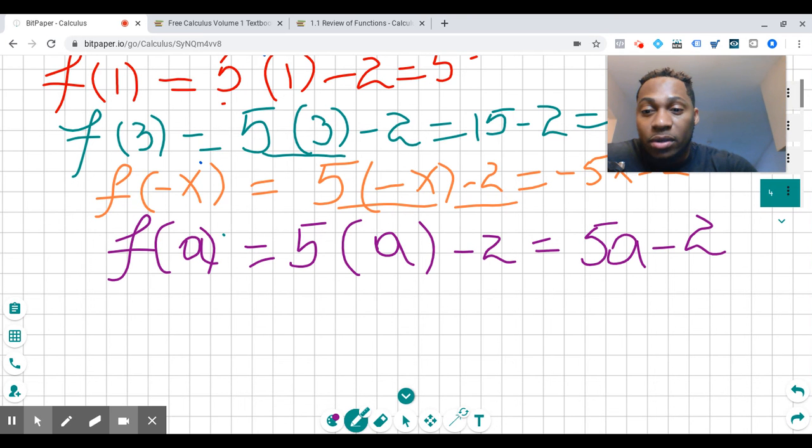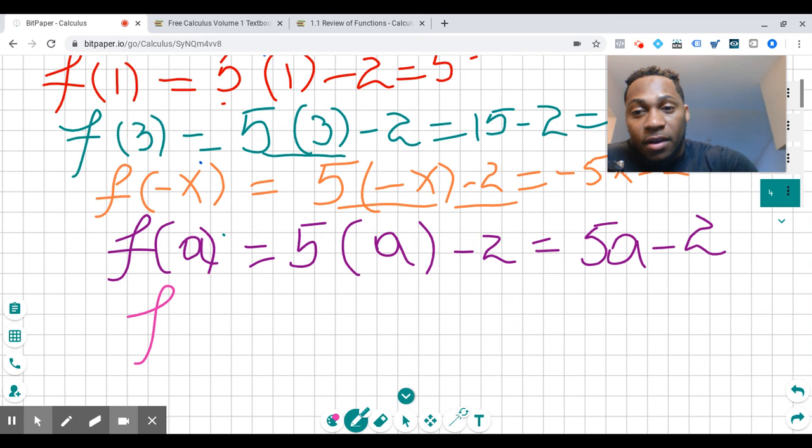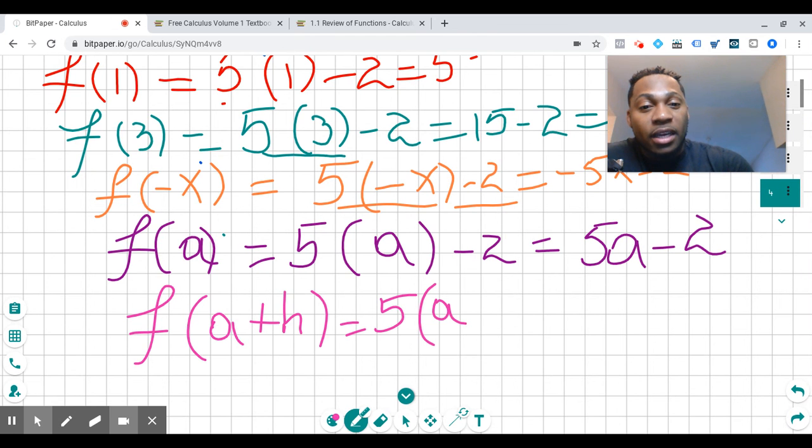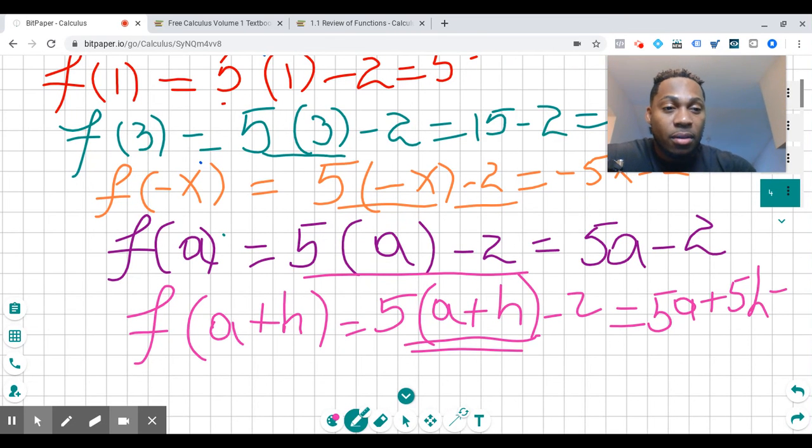So let's do the last one. f of a plus h. Let's do it in darker pink. f of a plus h is equal to 5 times a plus h. In place of x, I replace that by a plus h, minus 2, because we already had the minus 2 here in the equation. It's 5x minus 2, so minus 2. So 5 times a plus h minus 2 would be 5a plus 5h minus 2.